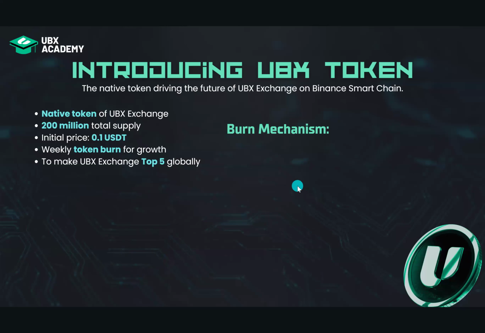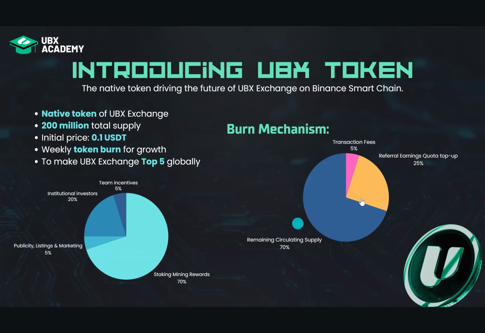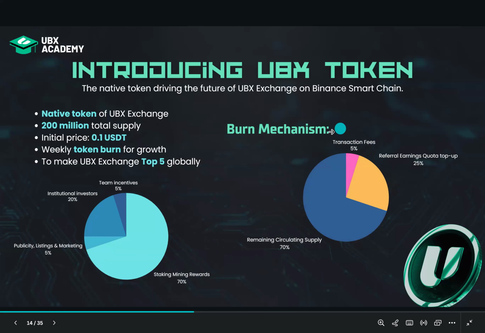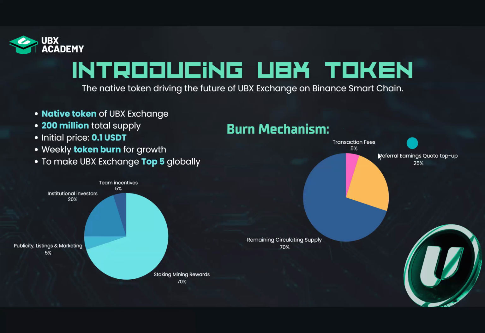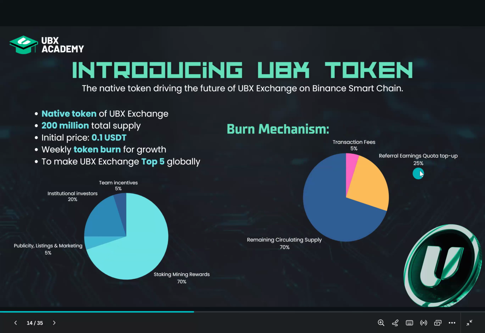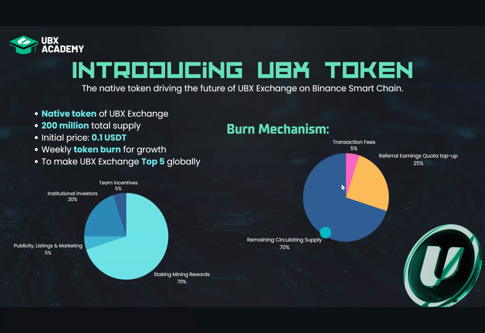So these are the burning mechanisms. The 70% is reflected here. 5% of the 70% will be used for transaction fees. Likewise, the referral earning quota top up is another burning mechanism. 25% of the 70% will be burned using quota, and the remaining will be for the staking mining reward.